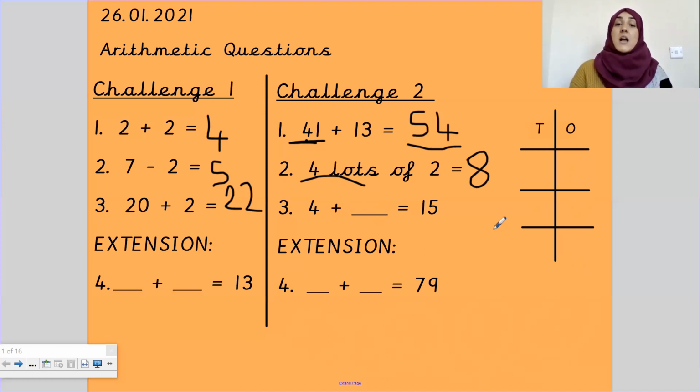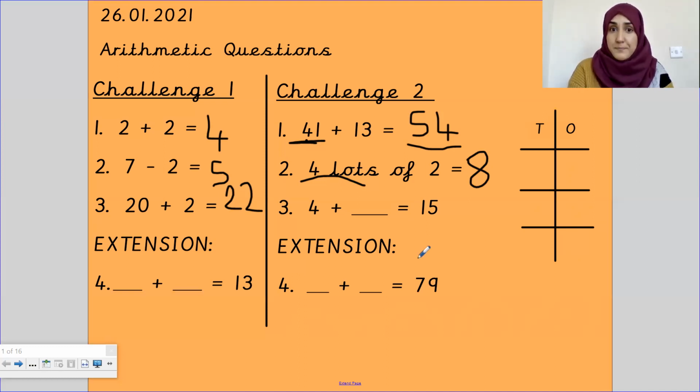Okie dokie. Next one, we have 4 add something equals 15. Now, if you remember in yesterday's video, I showed you 2 ways to complete this question. One is where you count forward. So you start with number 4 and you keep counting forward until you get up to 15. Or the second method is where you count backwards and you take 4 away from 15, so you're counting back and it gives you the answer.